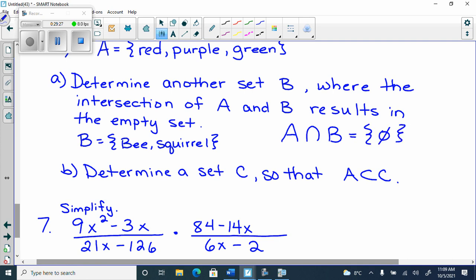What are these two sets? What else can we say about them? They are what? Disjoint. A and B are disjoint because they have what? No elements in common.